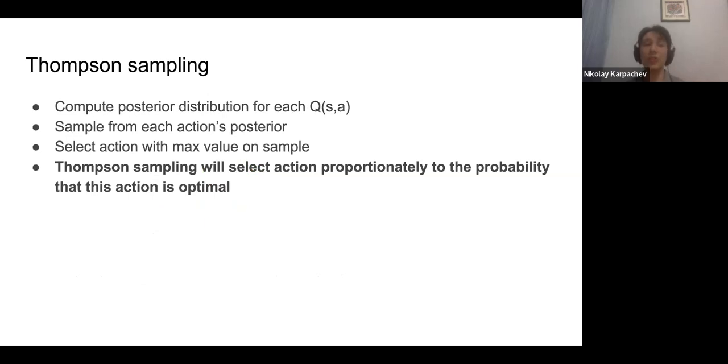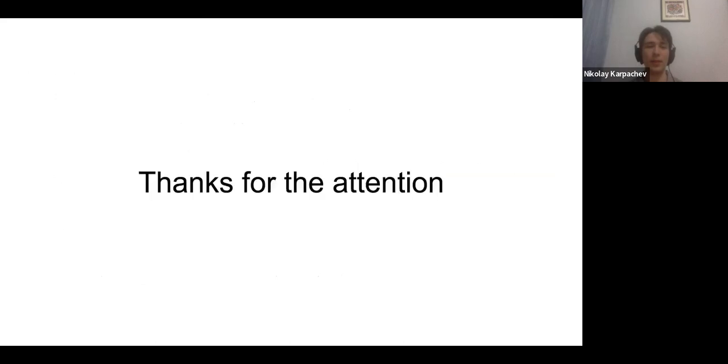One implementation of this probability matching is called Thompson sampling. Basically, it's sampling from the posterior, comparing the samples, and taking the action with the greater sample. So that's it. If you have any questions on the theoretical part here, I think now is a good time to discuss them.